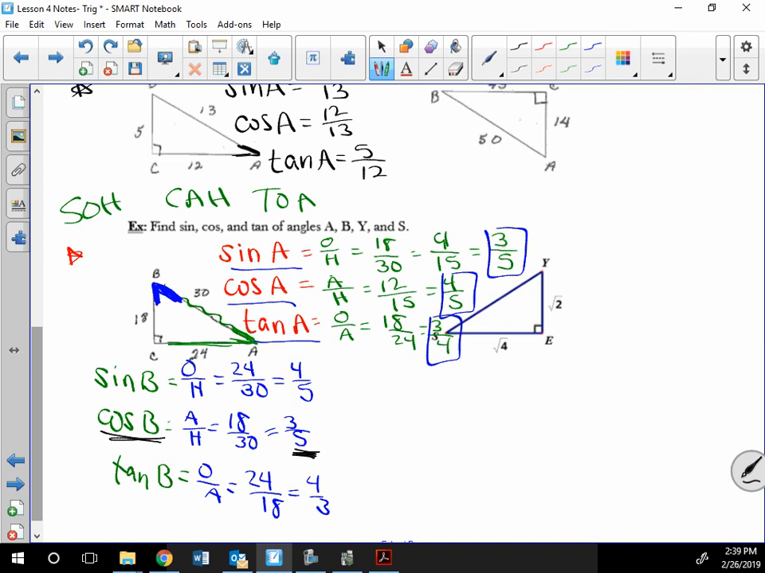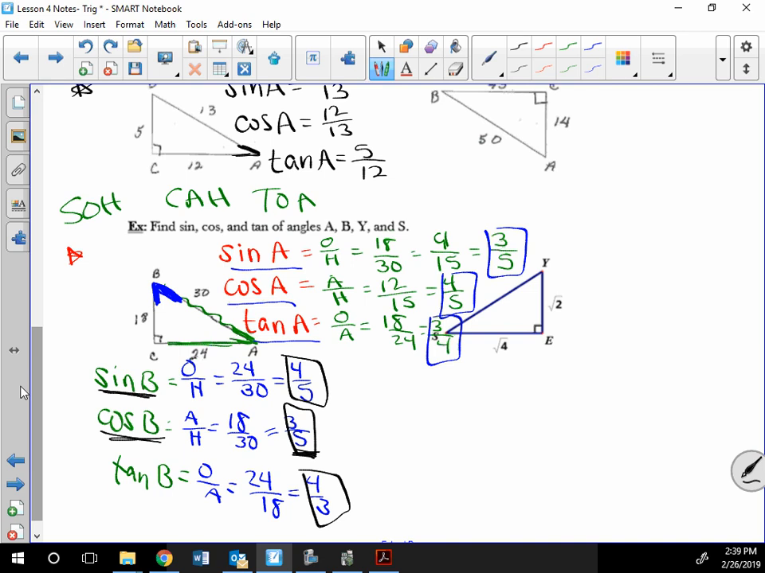That's interesting. Cosine of A was 4/5. What's sine of B? 4/5. Tangent of A was 3/4. So what was tangent of B? 4/3. So that's an interesting thing to note there.